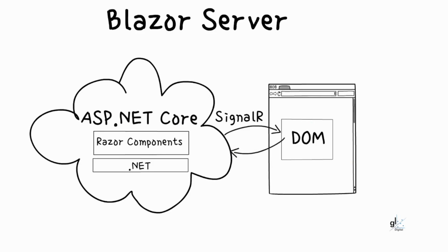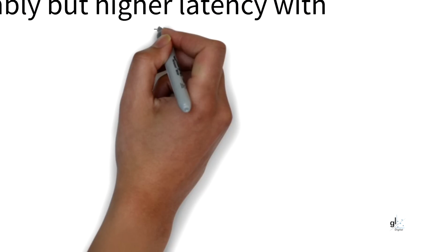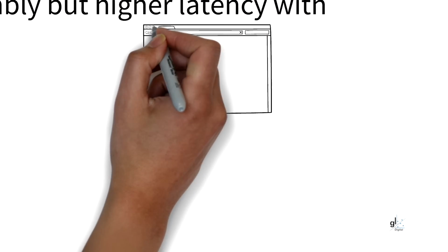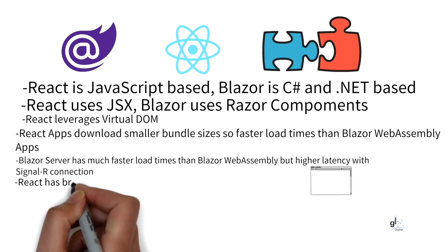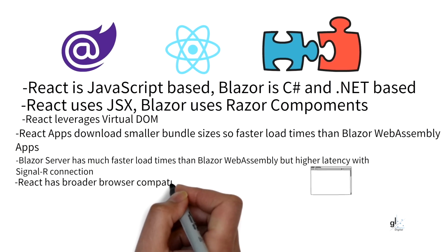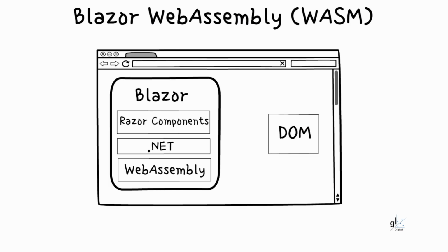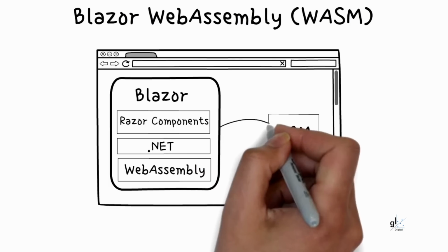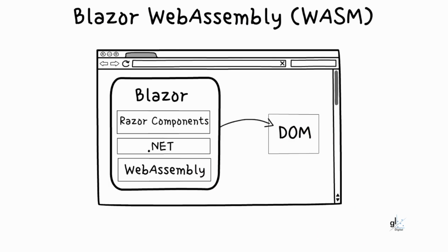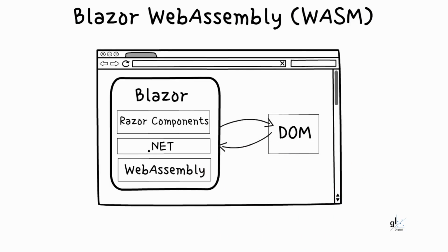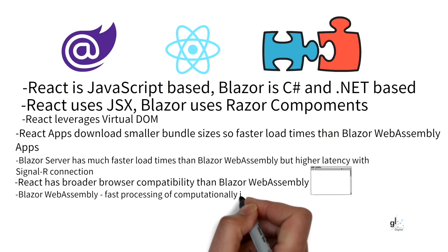At present, React has broader browser compatibility, including support for older browsers. Blazor WebAssembly has limited support for older browsers due to its reliance on WebAssembly. WebAssembly can enable better performance for applications where computationally intensive tasks need to be executed. So in this case, Blazor WebAssembly components may perform better than React components.